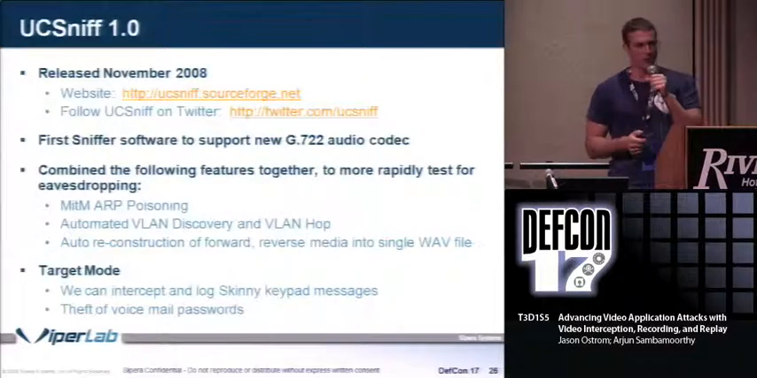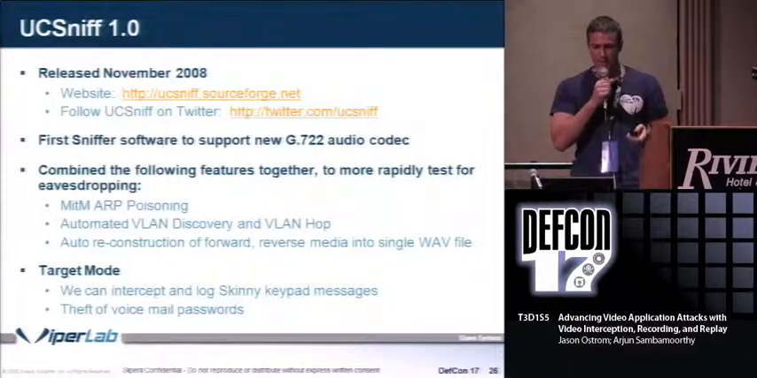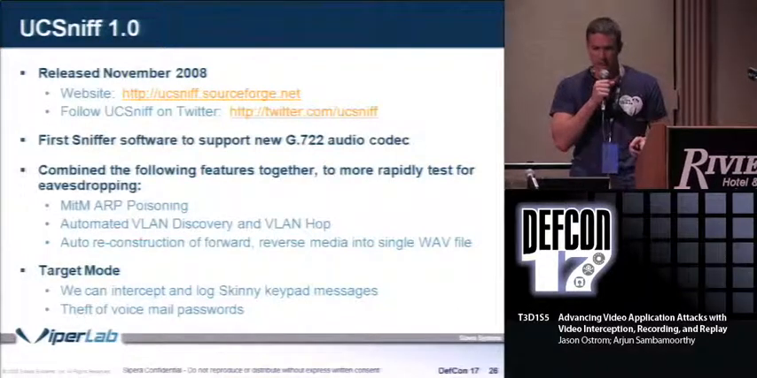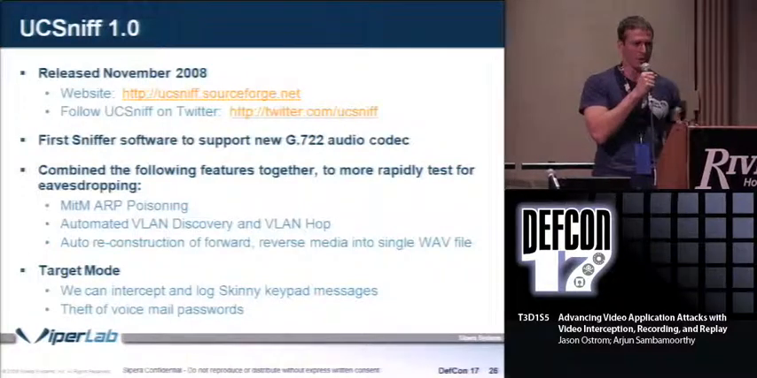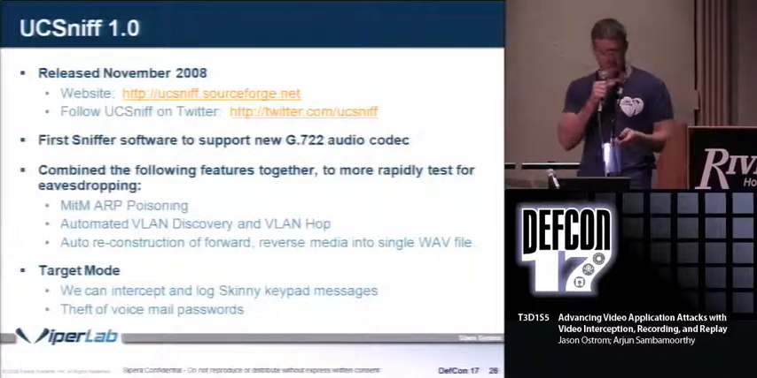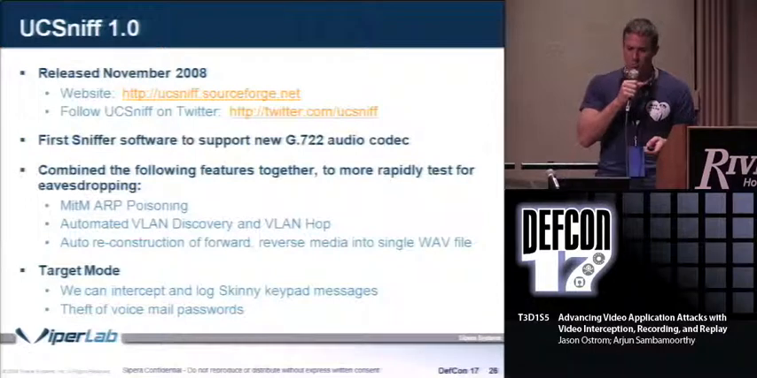I want to do an overview of UC Sniff. Now, UC Sniff is our next generation VoIP sniffer. And I want to walk through the progression of UC Sniff and what's happened with it. First of all, there's no other security software that can decode the G722 audio codec automatically. If people try to use Wireshark and Ettercap when they're doing their VoIP sniffing in a pen test, you're limited because you can't actually reconstruct G722. This is the first security tool that does G722, which is the new codec that's showing up in all the new Avaya and Cisco networks.